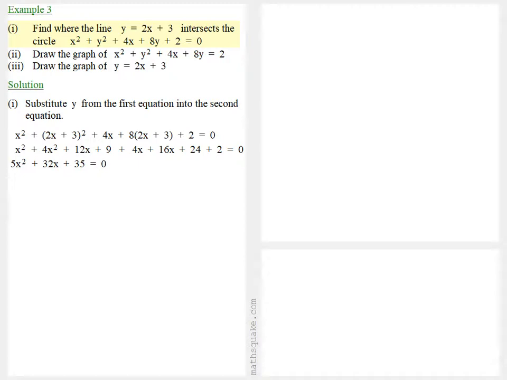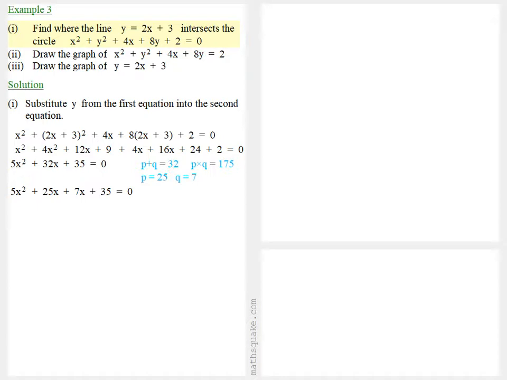Now, we want to factorise this. So we want two numbers, p and q, that add to make 32 and multiply to make 5 times 35. In other words, multiply to make 175. Now those two numbers are 25 and 7. So we can split the middle term 32x into 25x plus 7x.